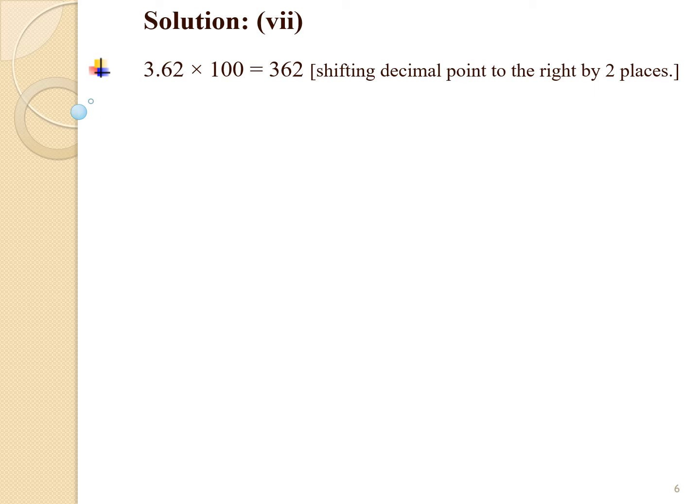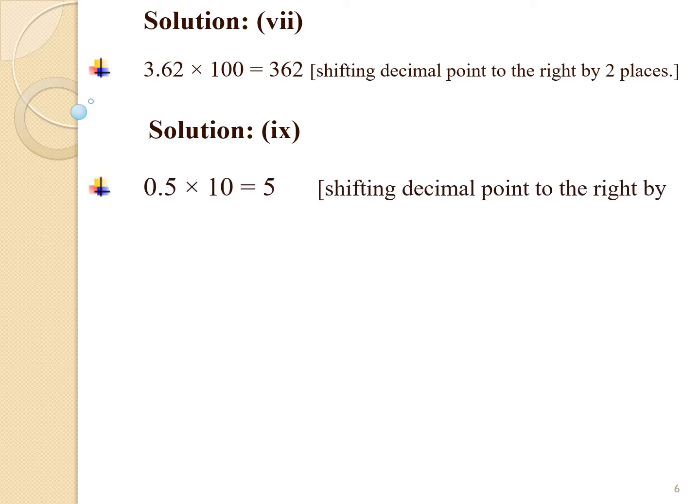Now let us solve sum number 9. 0.5 into 10. Shifting the decimal point 1 place to the right, we get 5. Thus 0.5 into 10 is equal to 5.